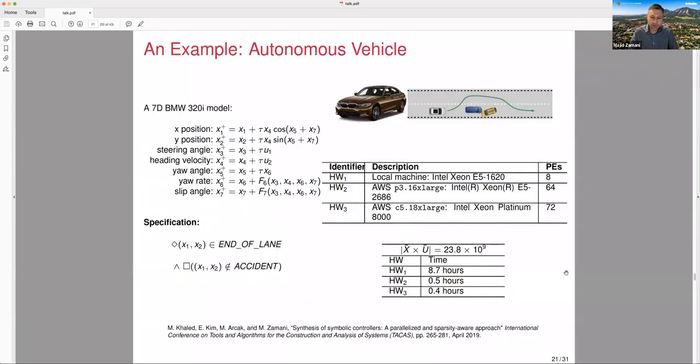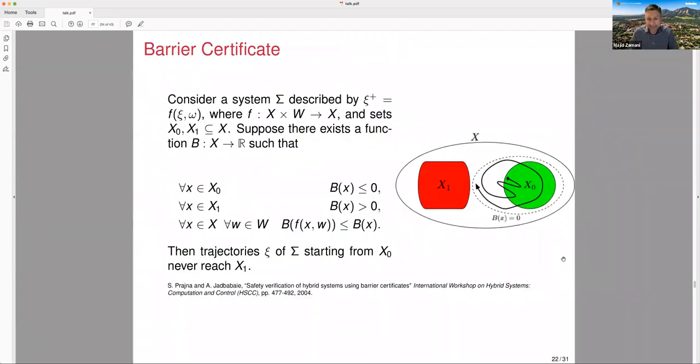So far, I talked about one approach which requires discretizing the state set. There have been different techniques in the past decade which advocate a different methodology, which doesn't require discretizing the state set. They call it barrier certificate. So let's see how it works. Let's say I have a system sigma described by this recursive equation, nonlinear, and I'm given 2 sets. X0 is the set of initial points, X1 is the unsafe set.